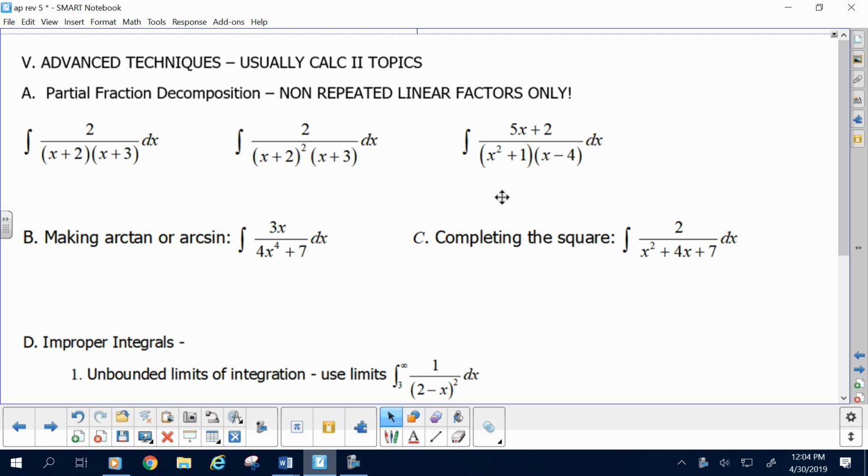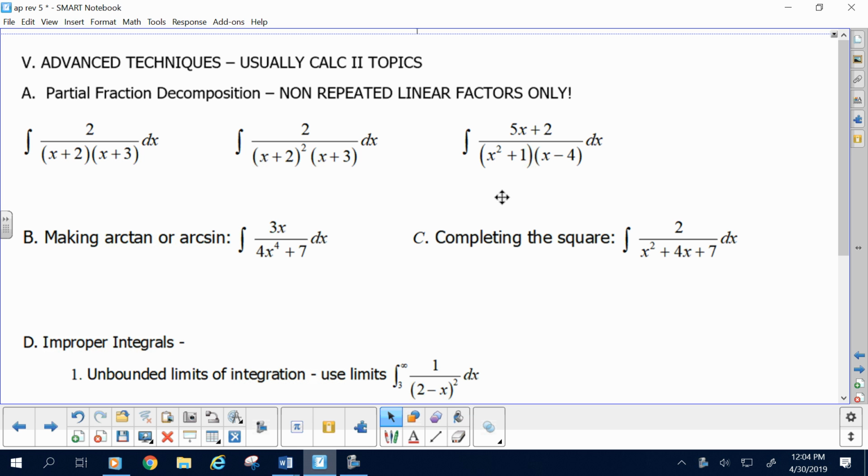Okay, here we go. It is required, expected as a Calc 2 topic that you can do partial fraction decomposition. However, only the easiest ones are on the AP test, the ones with non-repeated linear factors. Now, that said, what does that mean in plain old English? This one you would have to be able to do.